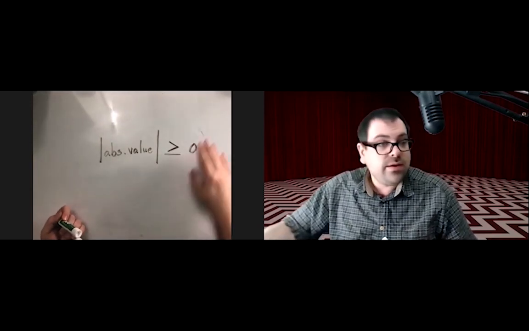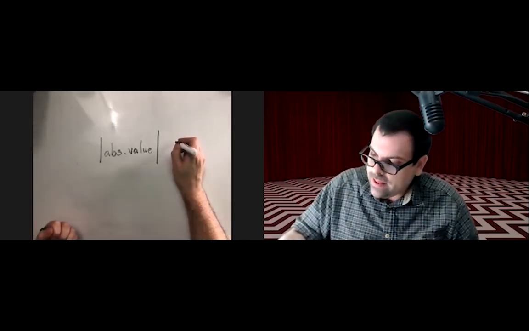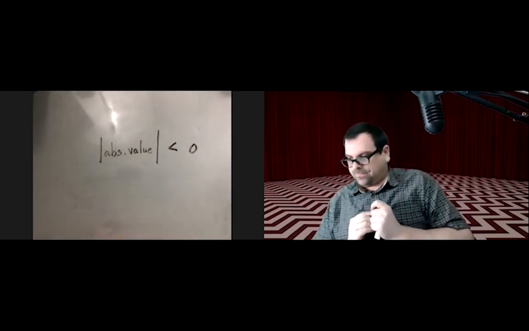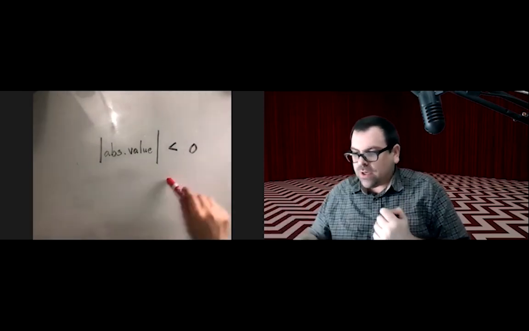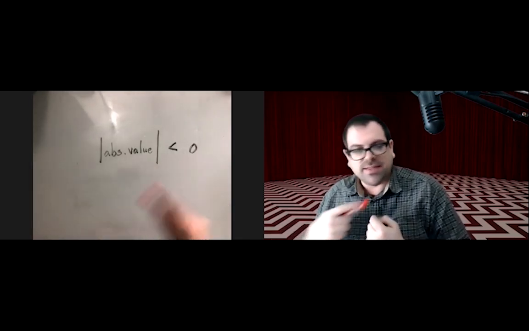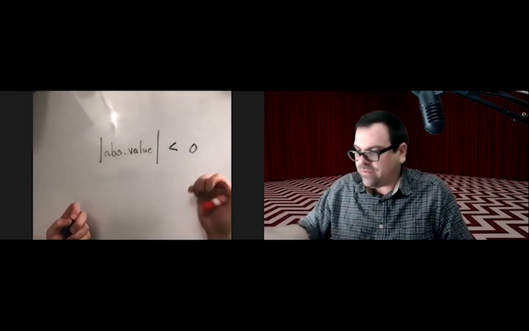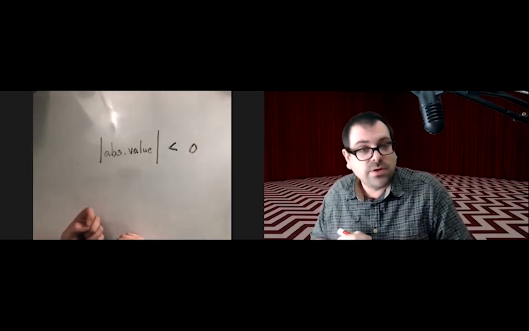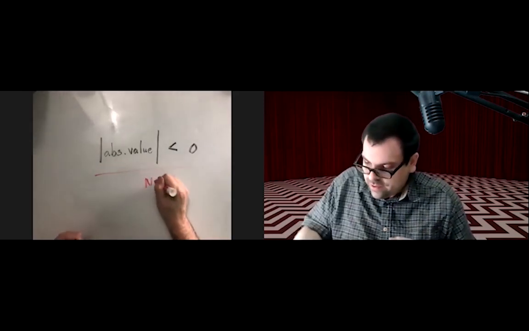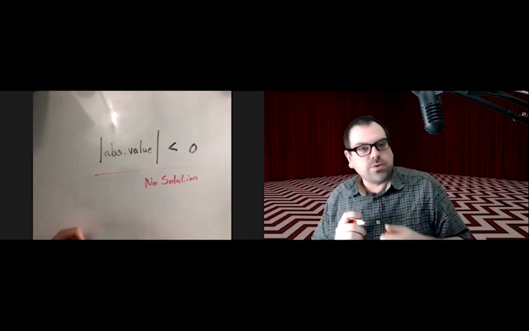What if we had the absolute value less than zero, not or equal to? Well, this one is never true. An absolute value can't be less than zero, because that means that the absolute value would have to be negative. Things less than zero without the or equal to are negative. An absolute value is never negative. So this is something that would have no solution.